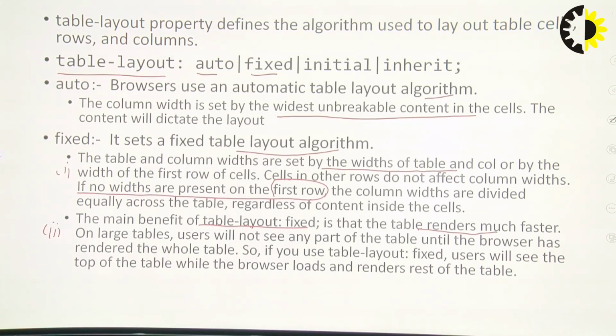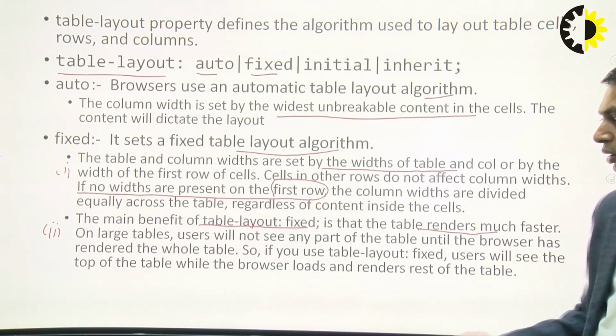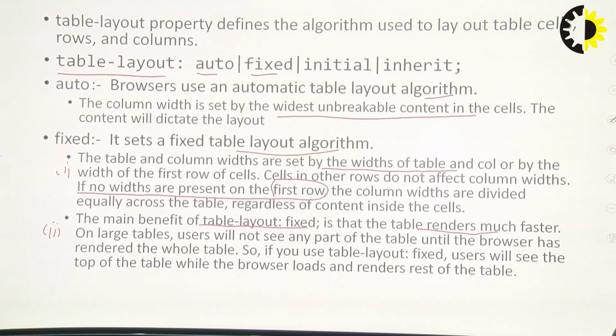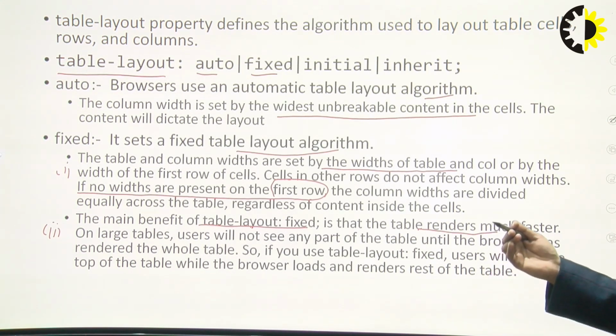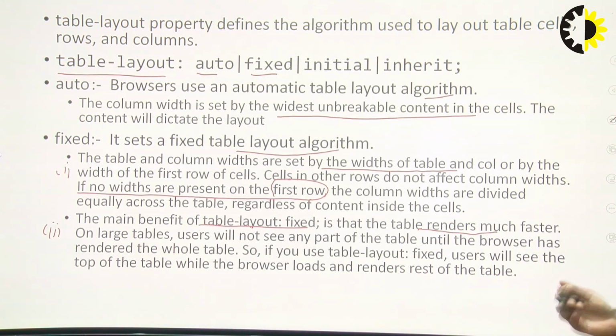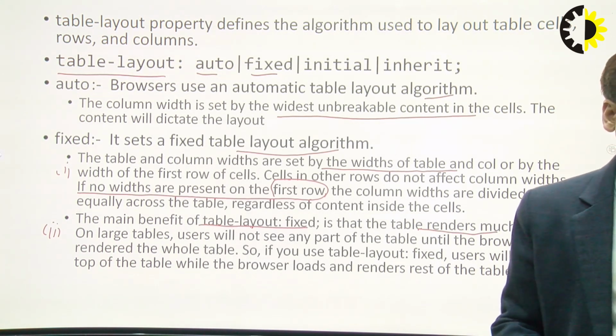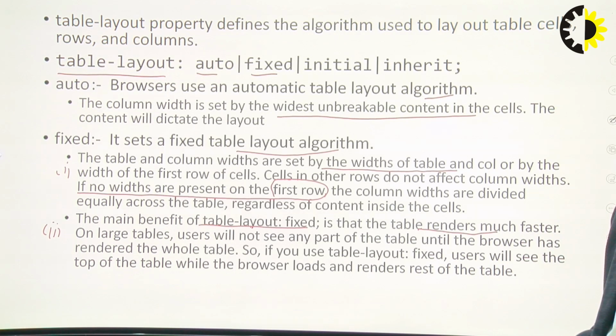If you are using the automatic table layout, it will take a long time. If you fix the width, then the browser knows very well and will automatically download the content with the width that you have set, and the content will be adjusted accordingly. So if you have a long table, it is better to have table-layout fixed because the table will be loaded very fast. And if you have a small table, it will not matter too much about loading, and you can go with table-layout auto.